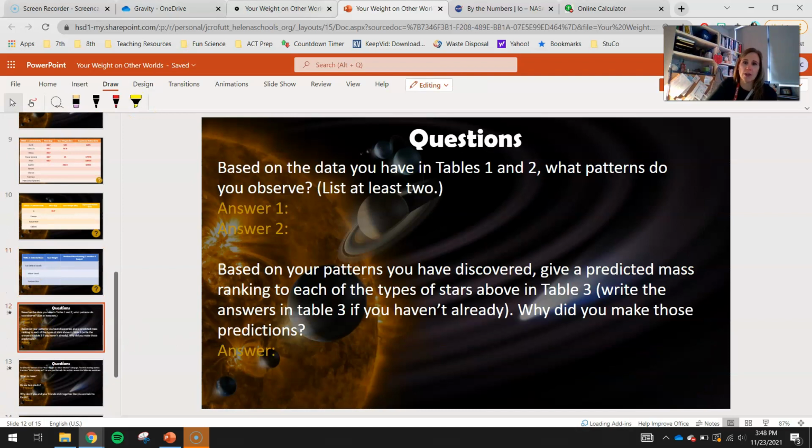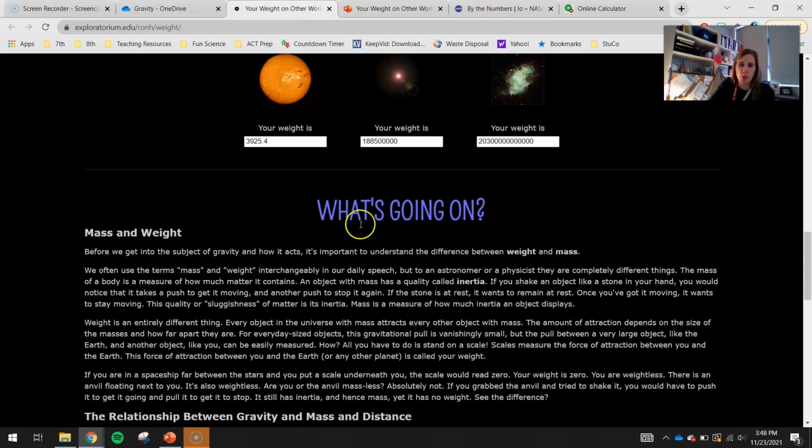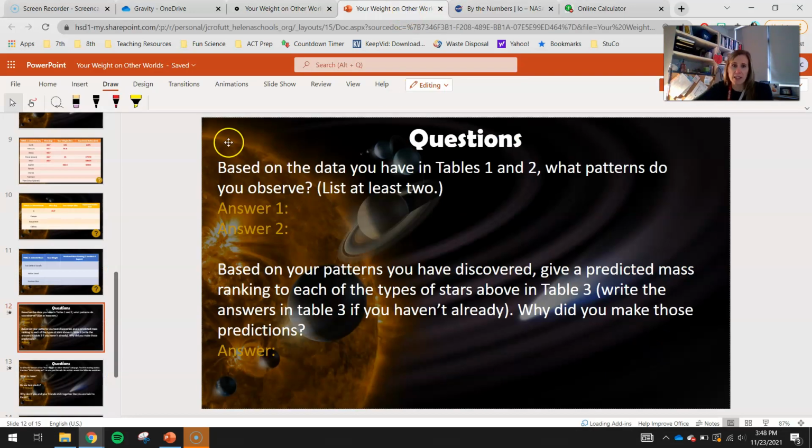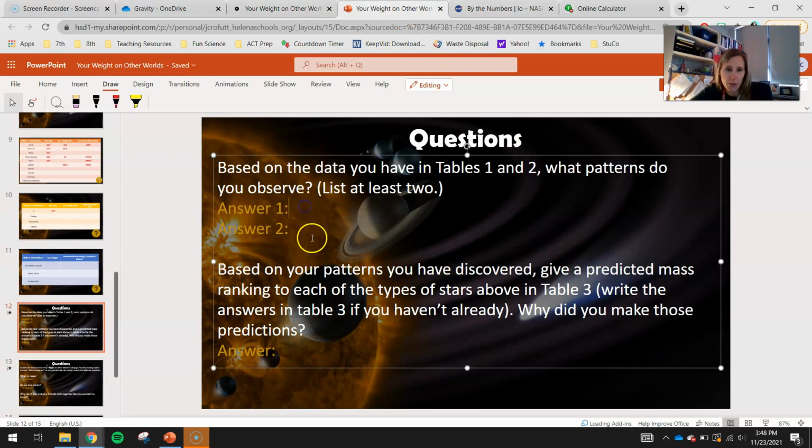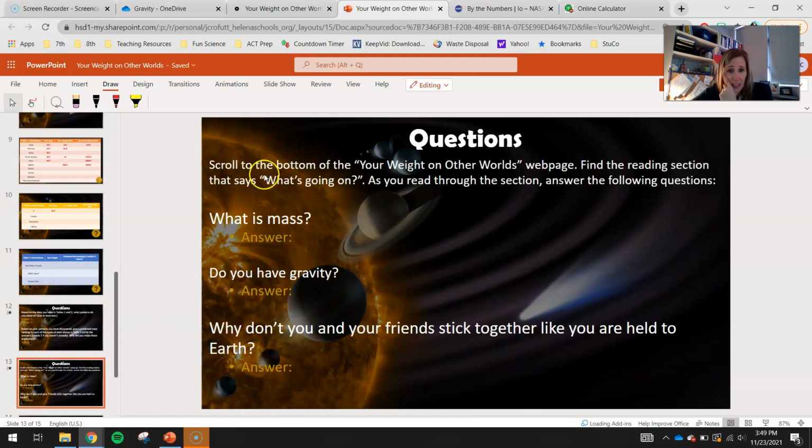All right, finally, you are going to go back to your weight on other worlds. You're going to scroll to the bottom and read this section called What's Going On. From there, you will find the answers to these questions, and also from your data you will have the answers to these. So based on the data you have in tables 1 and 2, what patterns do you observe? List at least 2 patterns you see. Based on your patterns, give the predicted mass ranking to each of the types of stars in table 3. We've already just talked about that. Again, you should have them labeled 1, 2, or 3 based on what size you think they are in comparison. And then again, from the weight on other worlds, read the What's Going On section.